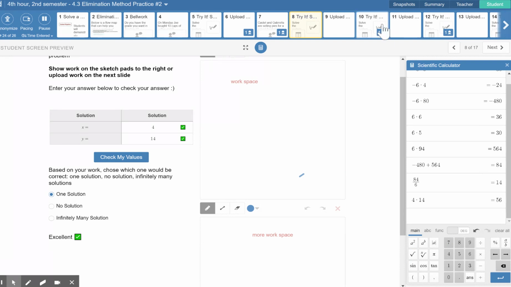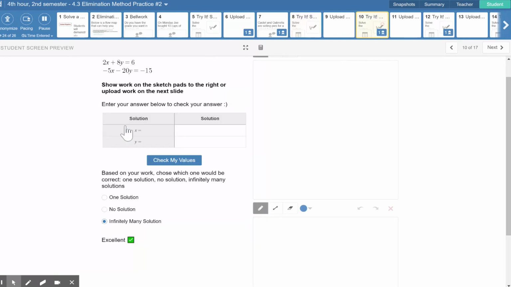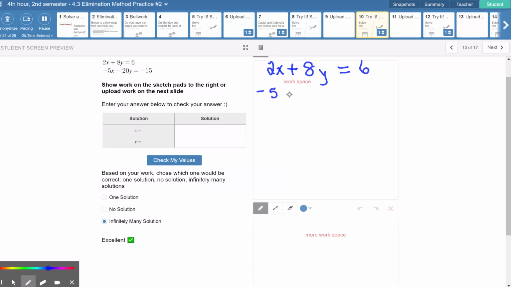So the next problem will be the special case. So once again, rewrite the problem. We have 2x plus 8y equals 6. Negative 5x minus 20y equals negative 15.